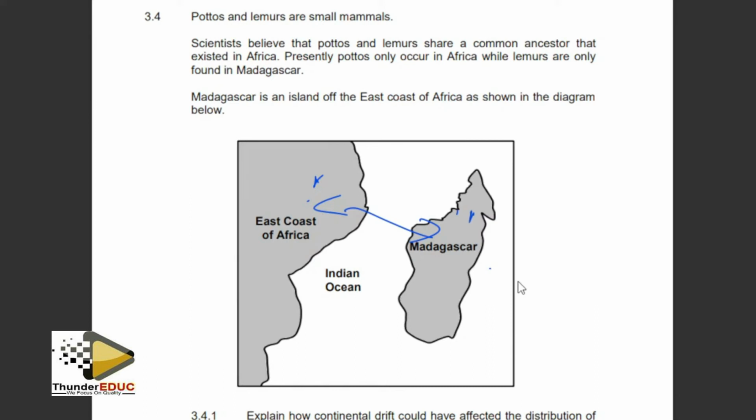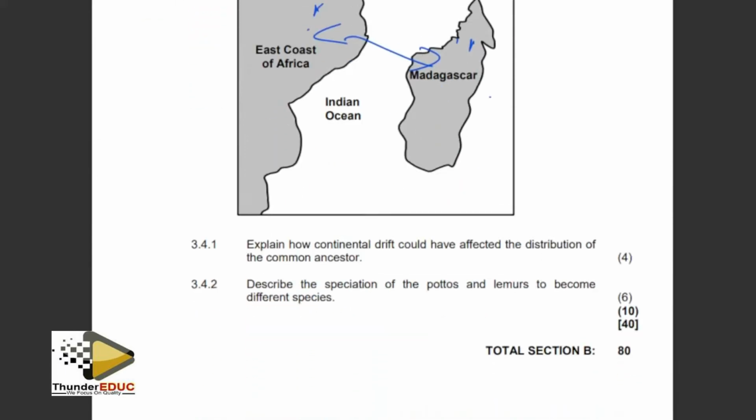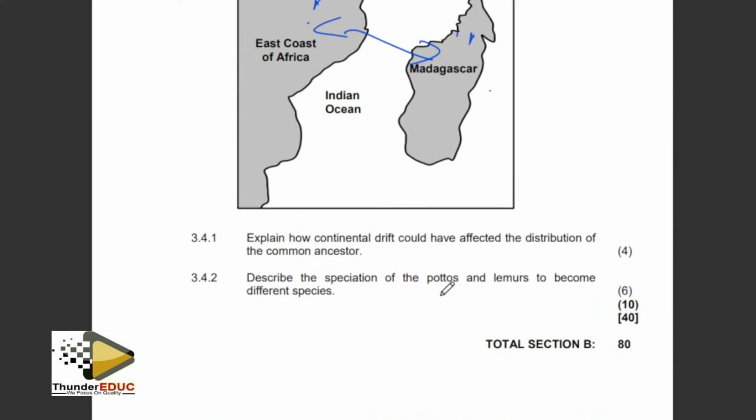Different environmental conditions, therefore natural selection occurred differently, whereby they became genotypically and phenotypically different. And if you remove the ocean, they cannot mix to interbreed. Therefore, they formed 2 new species of potto and lemurs. You can only talk about these 2 new species.